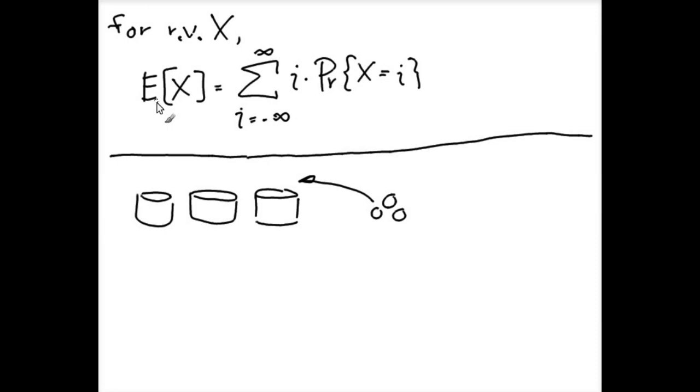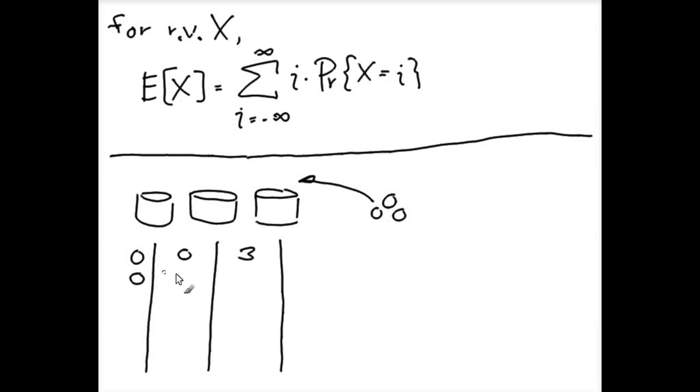All right, so let's look at all the possible outcomes. Let me write the number of balls in each bin. The first bin might get zero balls, and then the second bin might get zero balls, and the third bin might get three balls. And then zero, one, two, and two, one, zero. So that's the first set of outcomes, and then the first bin might get one ball, and this gets zero, this gets two, then one, one, one, then one, two, zero, okay?